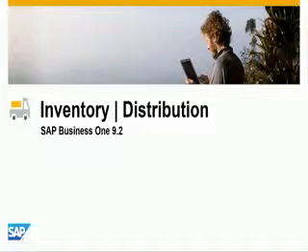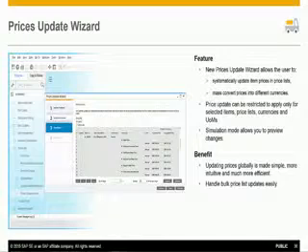Highlights under Inventory and Distribution include the following. A Prices Update Wizard. Maintaining price updates has become much simpler and easier using the new Prices Update Wizard. It allows you to update item prices and price lists efficiently and in bulk. You can even convert prices into other currencies.